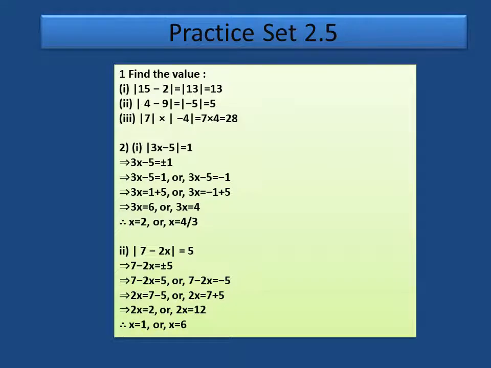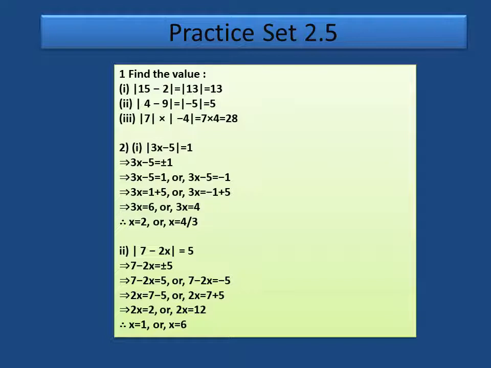See now the related practice set of that. Practice set 2.5, sum number 1. They have given mod of 15 minus 2, means absolute value of 15 minus 2. When inside the absolute value any operation is given, meaning addition, subtraction, multiplication, division, then we solve that first. Then what is the value of 15 minus 2? 13. Then absolute value of 13 is equal to 13.